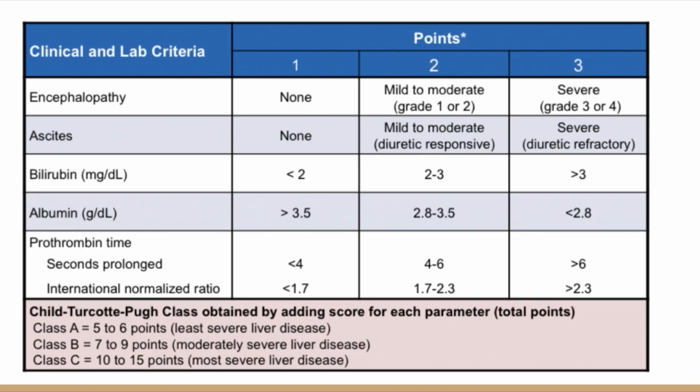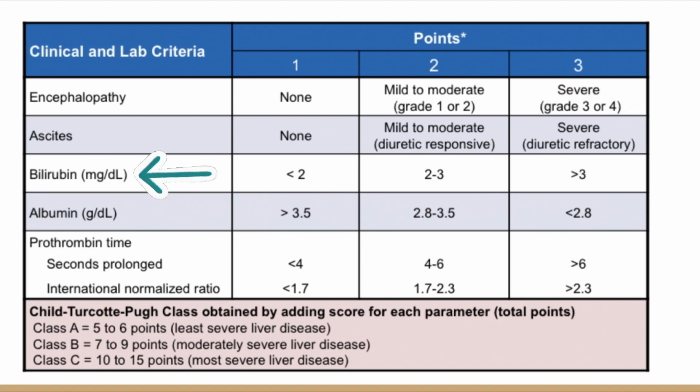Coming to the points, how is a score given? So the components we now know. For encephalopathy, we give a point of 1 when it is not there. From mild to moderate, we give a point of 2. And for severe encephalopathy, we give a point of 3. For ascites, if it is absent, it gets 1 point. If it is mild to moderate ascites, which is diuretic responsive, it gets a point of 2. And if it is severe ascites, which is diuretic refractory, it gets a point of 3.